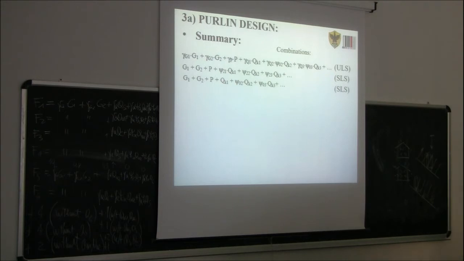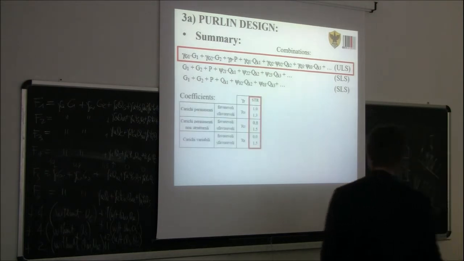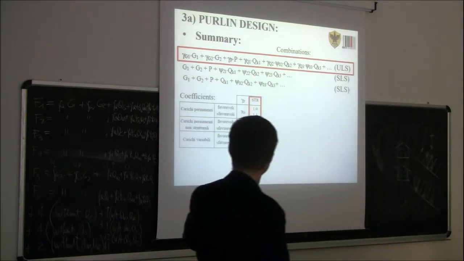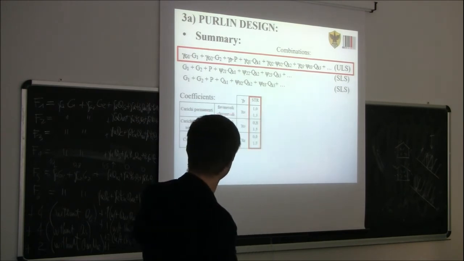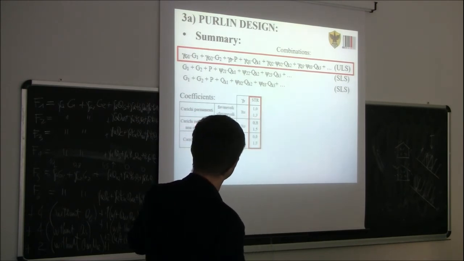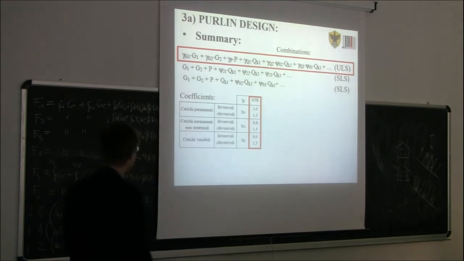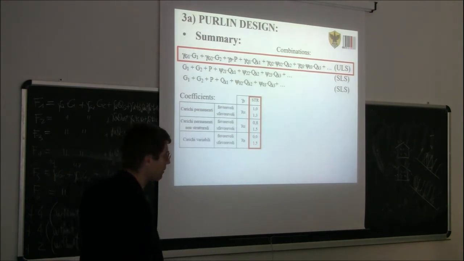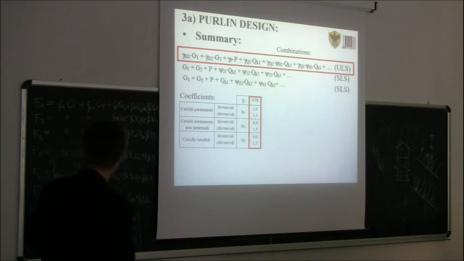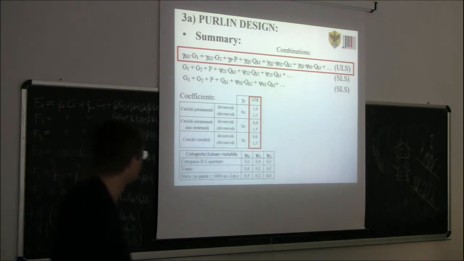Okay, so those are the combinations, ultimate limit state, serviceability limit state. Now we start with the ultimate limit state. This is the load condition we have to consider. Here are the coefficients. For self-weight, 1 and 1.3. For permanent non-structural load, 0.8 and 1.5, so 0.8 is favorable and 1.5 is unfavorable. And variable is 0 and 1.5. Those are the values that you need to consider within these combinations.